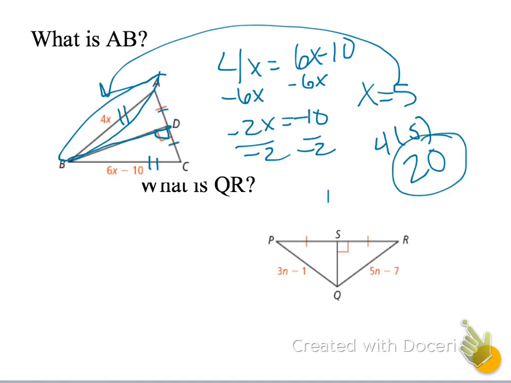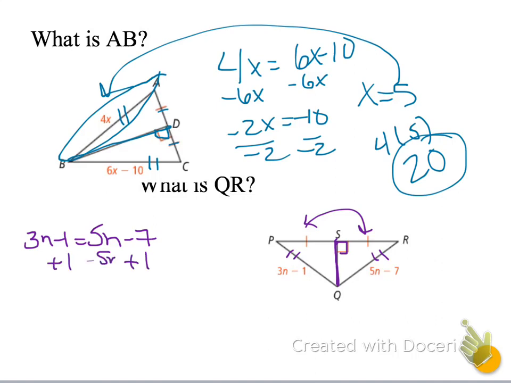Okay, so this one here, what is QR? So if I have my vertex, I have my perpendicular line. It's the midpoint, so both of these lines are congruent, which also means both of these ones are congruent. We just learned that. So if they're congruent, it means they're the same, which means I can set them equal to each other. And I can solve, so let's say I add 1 and subtract 5n at the same time. I'll get negative 2n equals negative 6, divided by negative 2, so I have n equals 3.